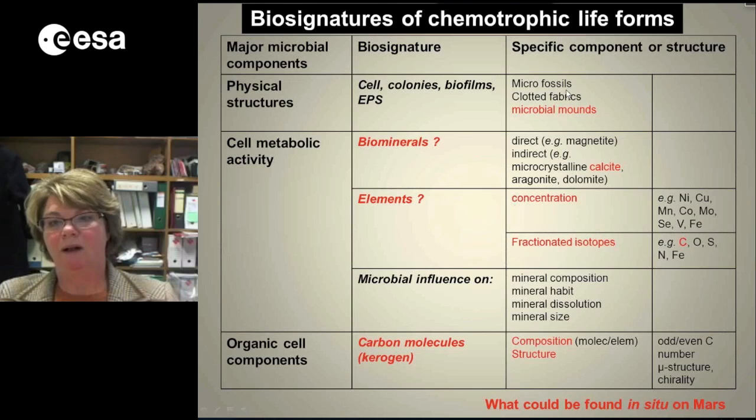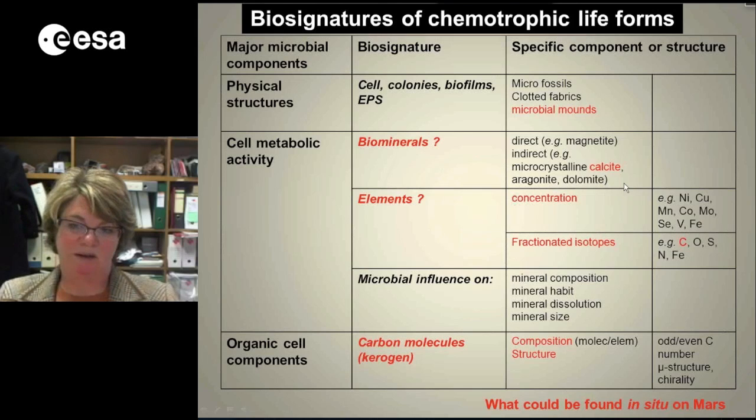Physical structures. Well, the microfossils will be far too small to see. I haven't spoken about clotted fabrics, but we won't be able to see those either. We could eventually see large-scale structures, such as microbial mounds, if they are produced. In terms of evidence of metabolic activity, there are a variety of biominerals, including calcite, that have been produced, but all of these minerals can be produced by abiogenic processes. In terms of element concentration, organic matter actually concentrates certain elements, but then so do minerals.